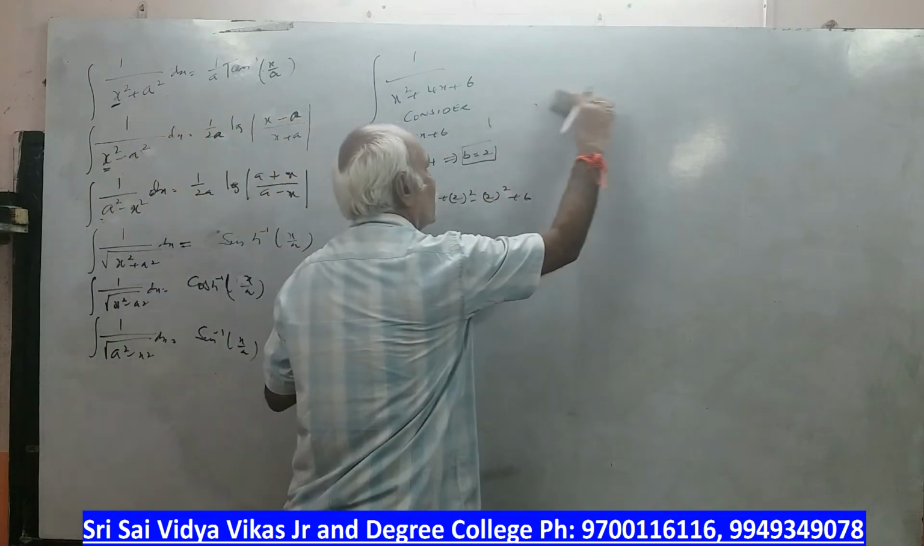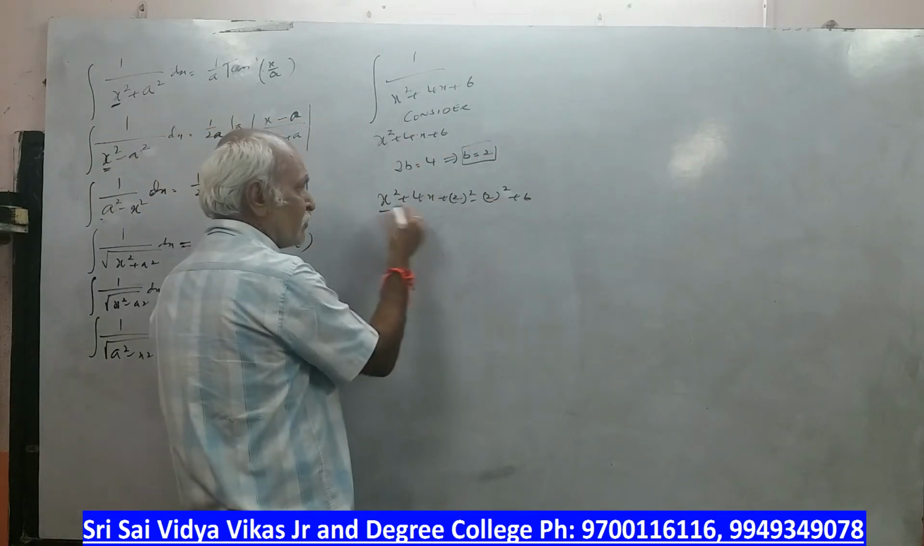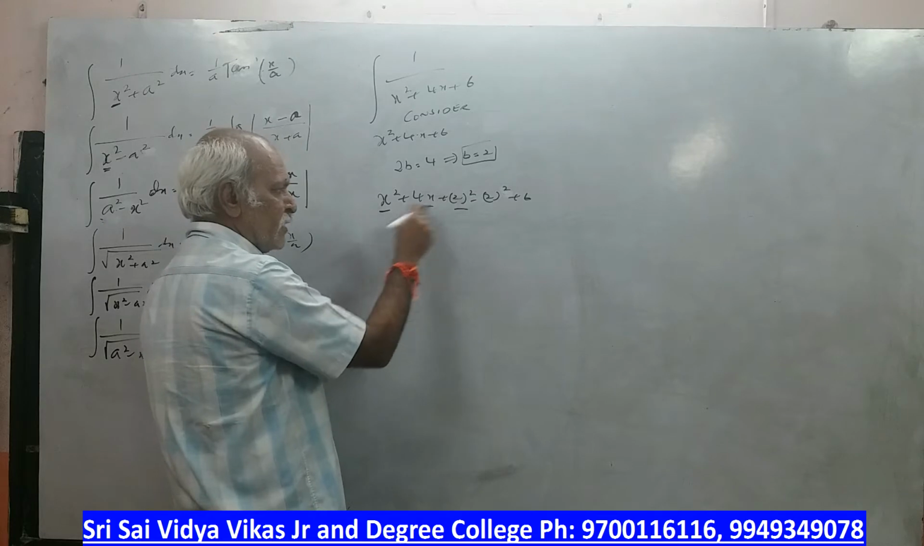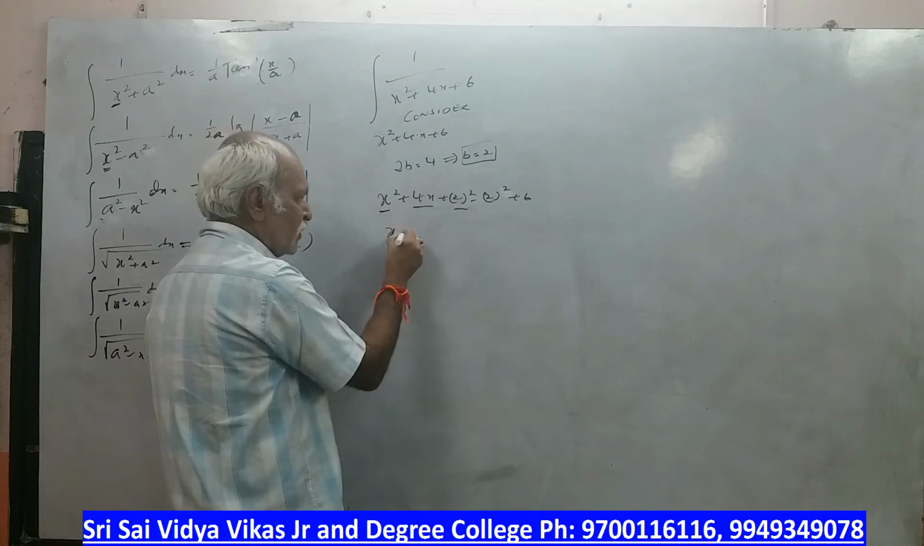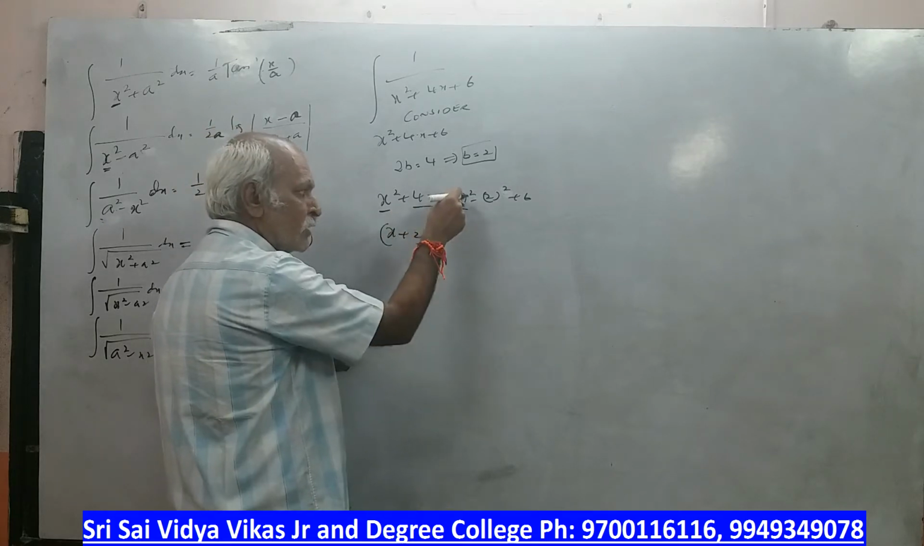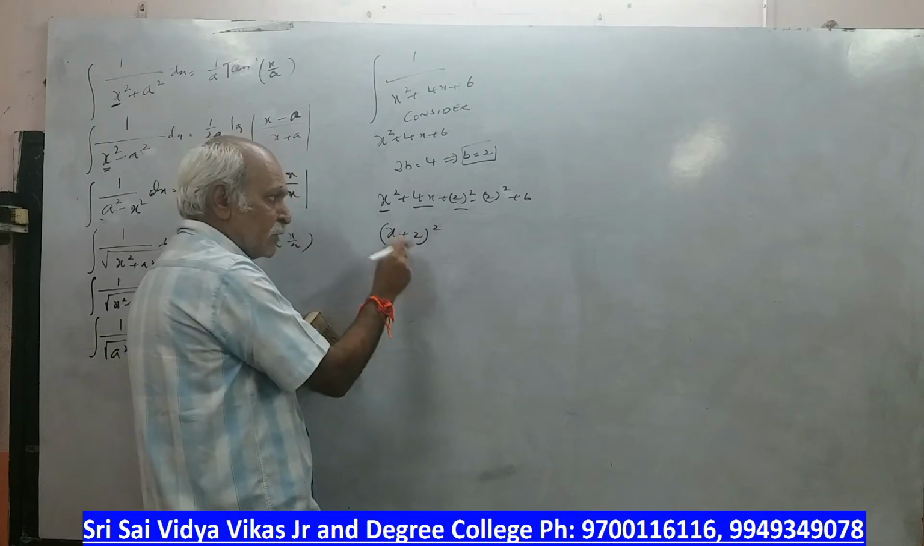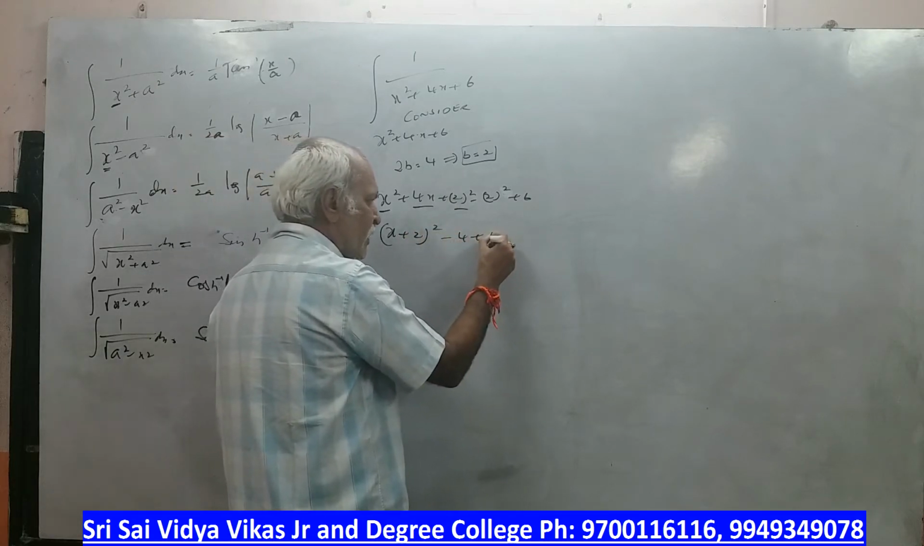So once we get, so what will happen here? Observe here. A square plus b square plus 2ab. So this becomes x plus 2 whole square. Whatever square we are adding, that you write right here. X plus 2 whole square minus 4 plus 6.